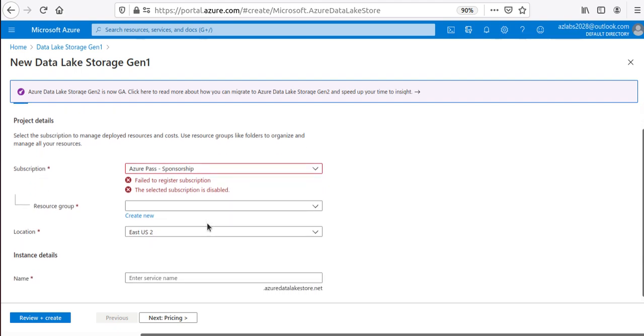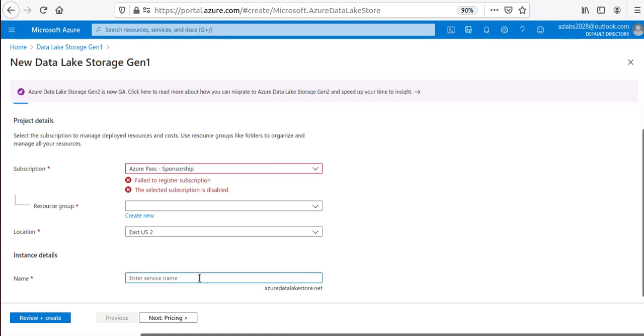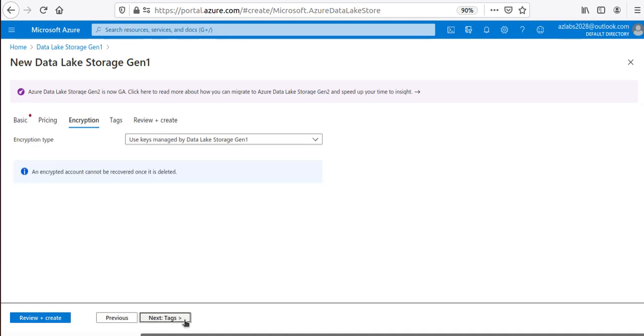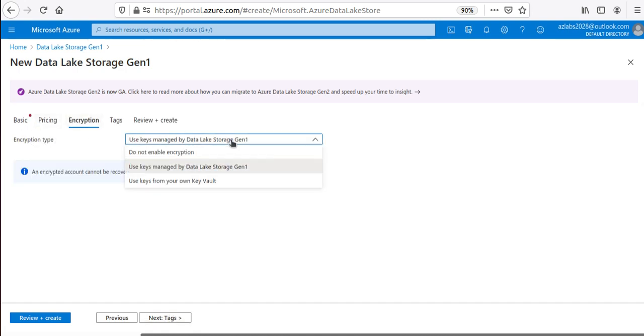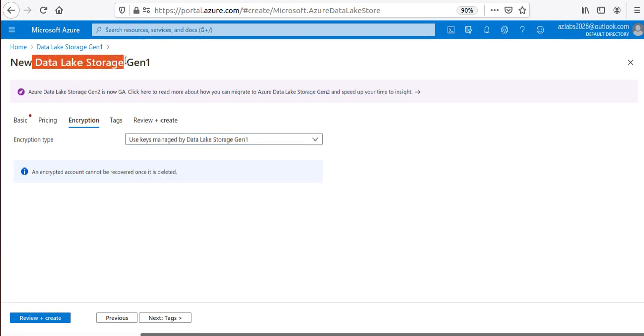But it would be very easy for you to create. It's just subscription, and you create a resource group, you figure out where you want to deploy your data lake storage, and then come up with a unique data lake name, and then just go through the pricing and encryption, what kind of encryption you need. You can use the managed by Data Lake Storage Gen 1. You can choose not to enable encryption, which I do not recommend, and you can also use your own keys, using the Key Vault. And you'll be able to create a data lake storage for you to store a massive amount of data.